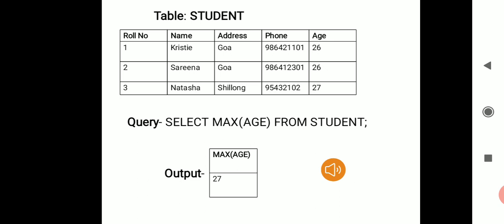Now if we see the table named student above, the maximum A's is 27 as can be clearly seen. So the result of this query is 27 and that can be shown in the output below.